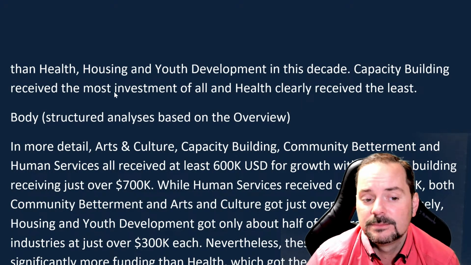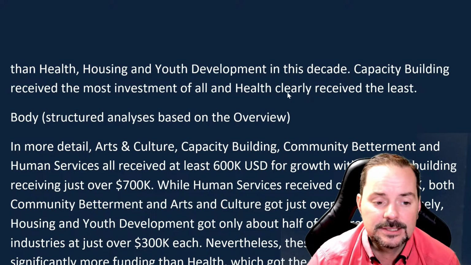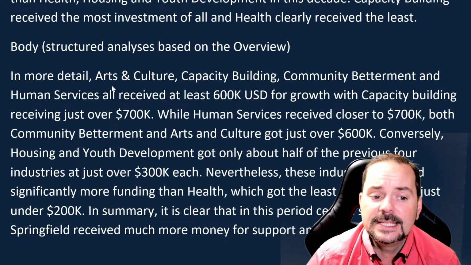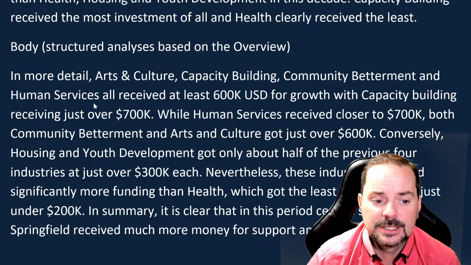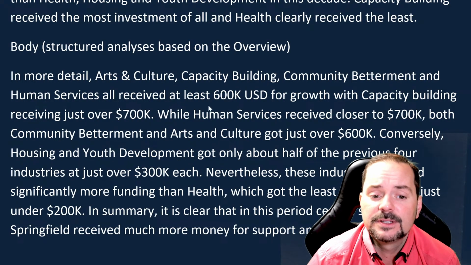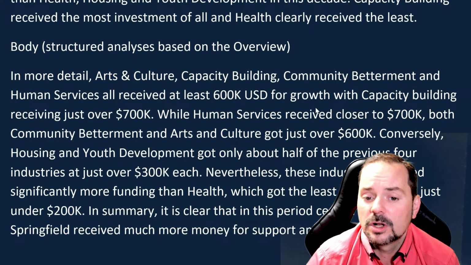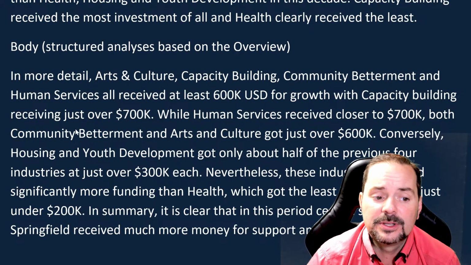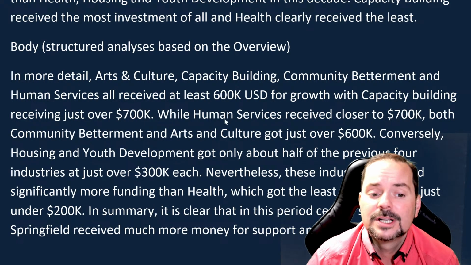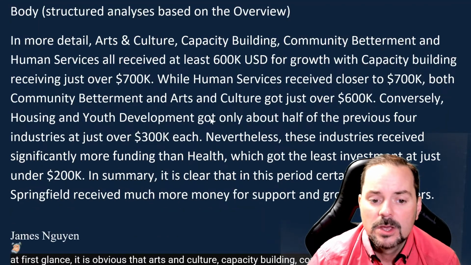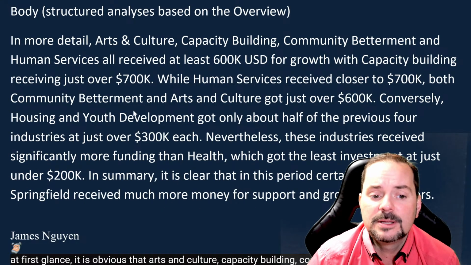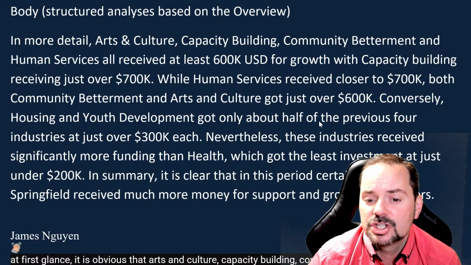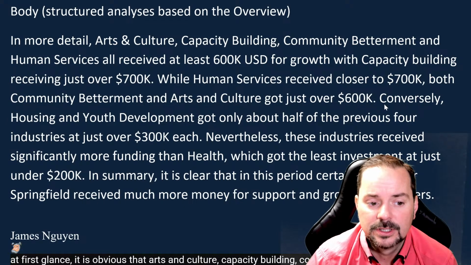Capacity building received the most investment of all, and health clearly received the least. In more detail, arts and culture, capacity building, community betterment, and human services all received at least 600,000 US dollars for growth, with capacity building receiving just over 700,000. While human services received closer to 700,000, both community betterment and arts and culture got just over 600,000.